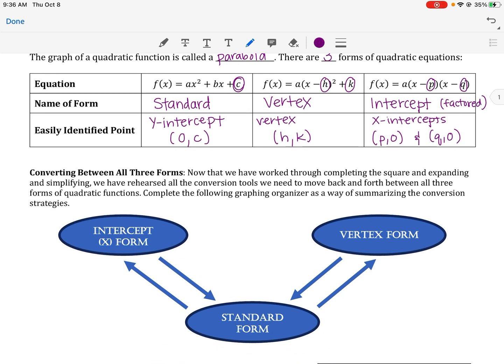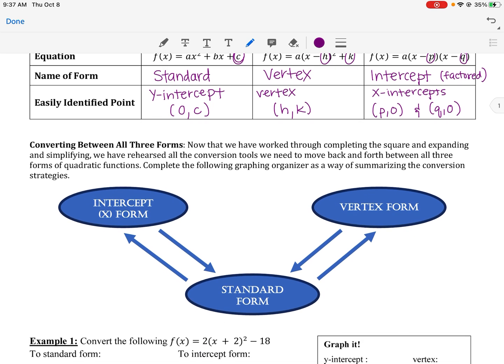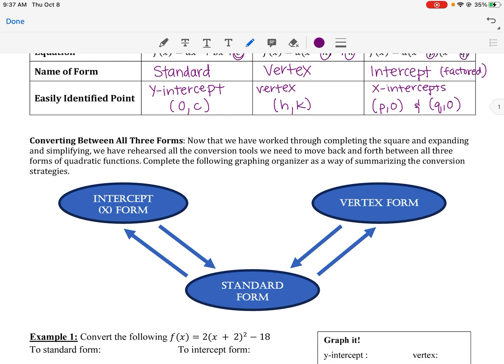Okay, I put a little note here. When you're converting between all three forms, now that we've worked through completing the square, right, and expanding and simplifying, we've rehearsed all the conversion tools we need to move back and forth between the three forms of a quadratic. Complete the following graphic organizer as a way to summarize the conversion.